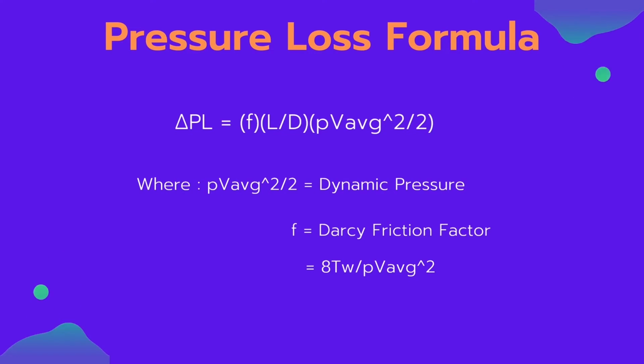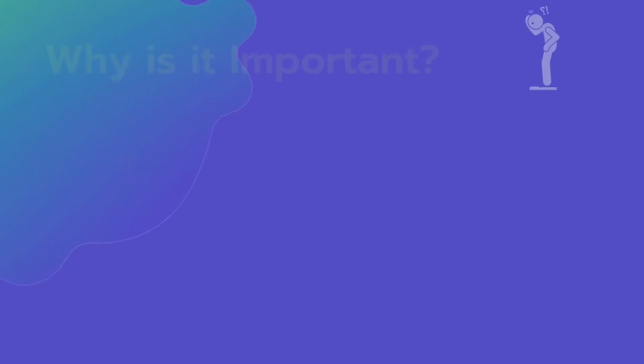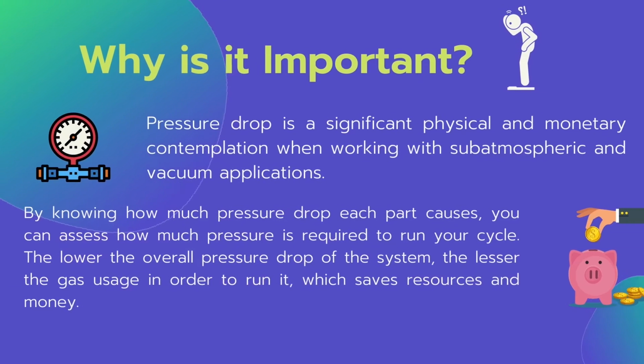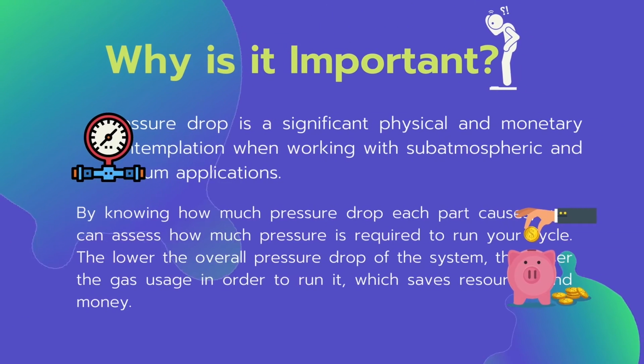The pressure loss formula is expressed with this equation, where density times average velocity squared over 2 is equal to the dynamic pressure, and f is the Darcy friction factor, which is equal to 8 times the wall shear stress over density times average velocity squared. So why is studying pressure drop important?